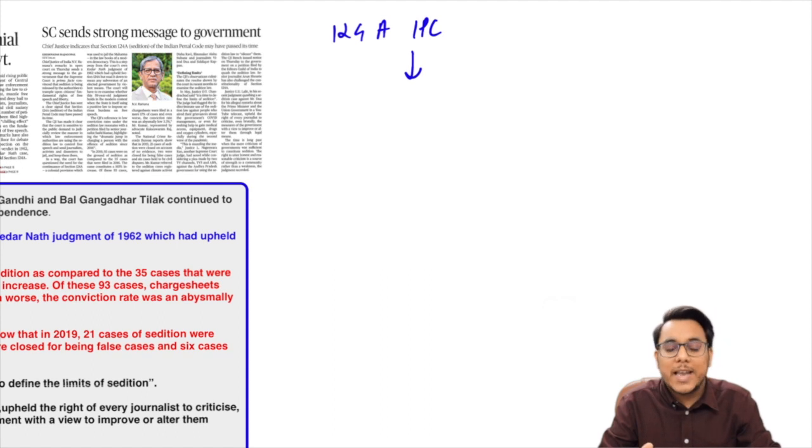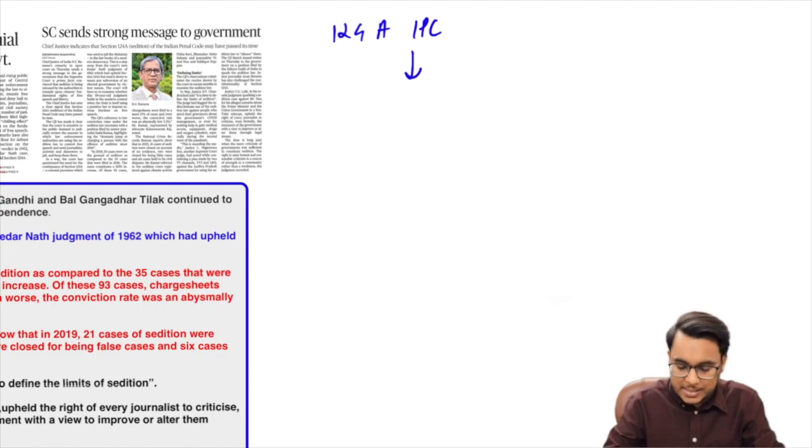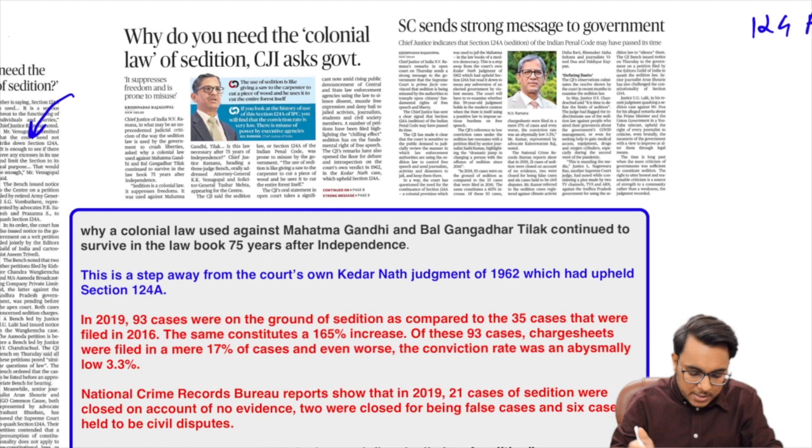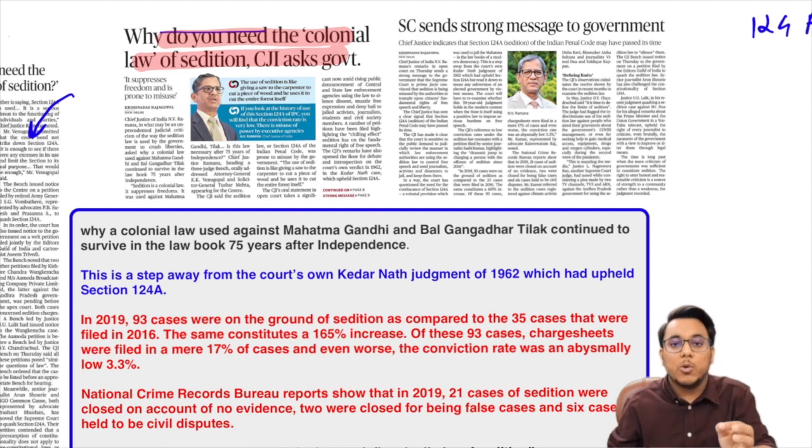Now over the years we have seen that by utilizing Section 124A of the IPC, many journalists and activists have been arrested. And a few days back we saw that even the Supreme Court said that the time has come for an objective guideline to be put in place on how sedition will be utilized. Now guys, going along the same line, what has happened? The Chief Justice of India asked the government why the colonial law of sedition is still being kept in the statute books.